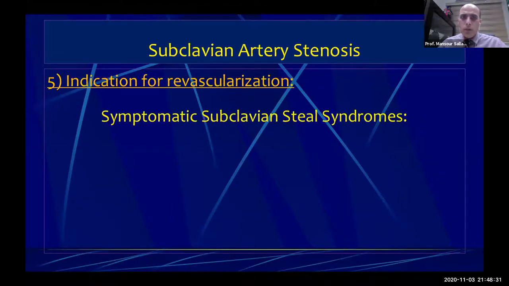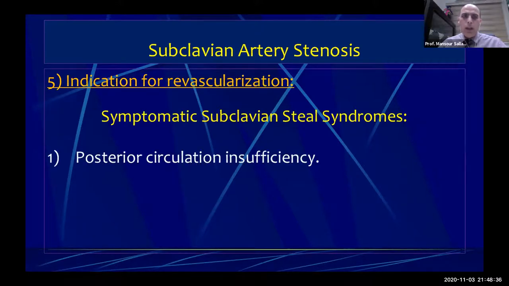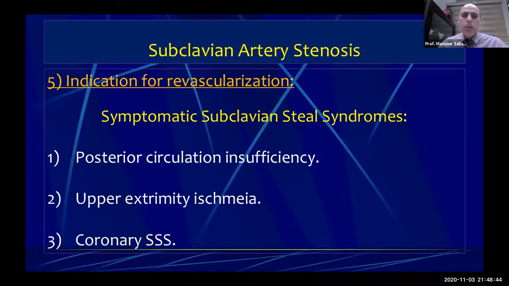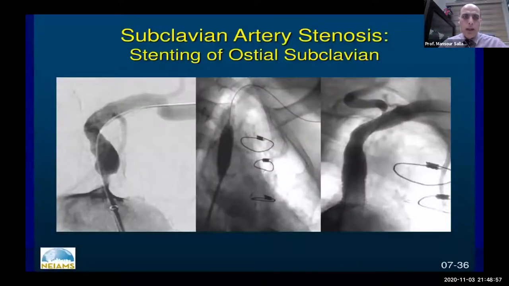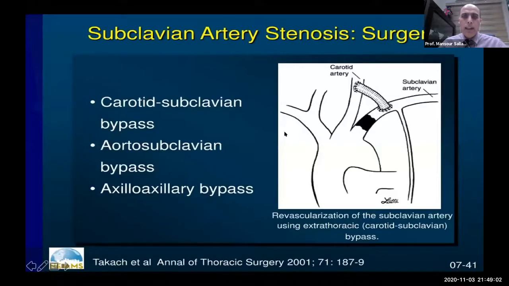What are the indications for treating subclavian artery stenosis? I think in all symptomatic patients we can recanalize. Symptoms of posterior circulation insufficiency that we mentioned, especially dizziness, upper extremity ischemia that may induce pain, or coronary subclavian steal syndrome. All these require recanalization or revascularization of the subclavian artery, which can be done either by PTA, with balloon dilatation and nice stent deployment, or by surgery, either carotid-subclavian bypass or aorto-subclavian bypass.